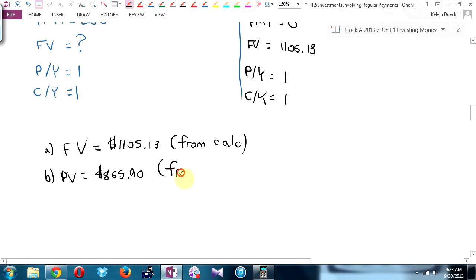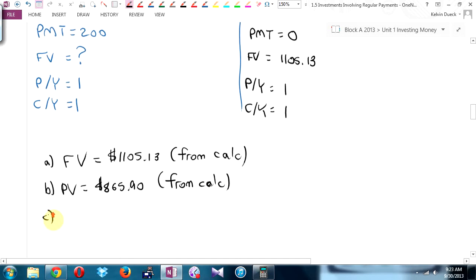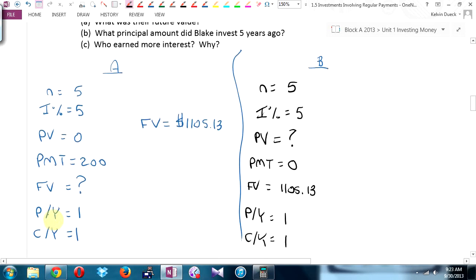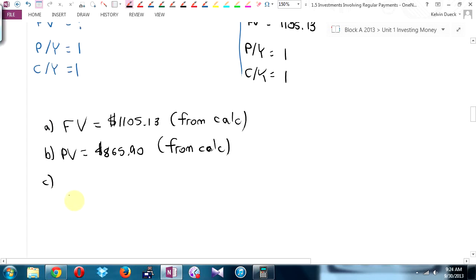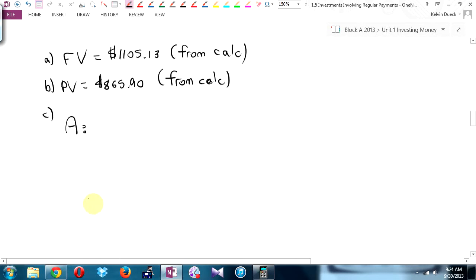$865.90, and again, we got that from the calculator. C. Justin, what's part C you want me to figure out? Who earned more interest? Oh, okay. How do I find the interest? Final amount, take away total payment initial amount. So let's do, is it Adam? Adam and Blake. I'll do Adam, then I'll do Blake.